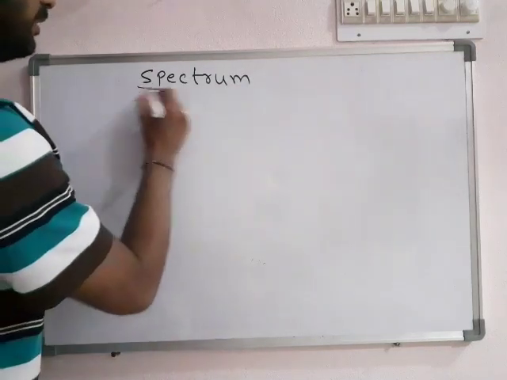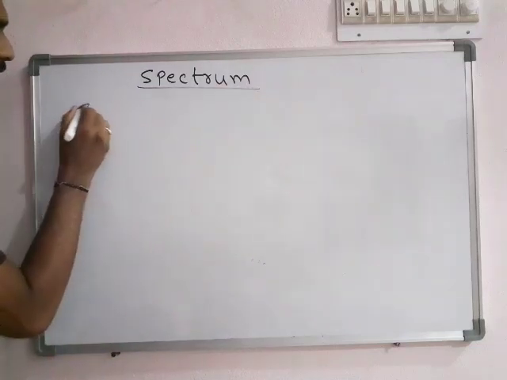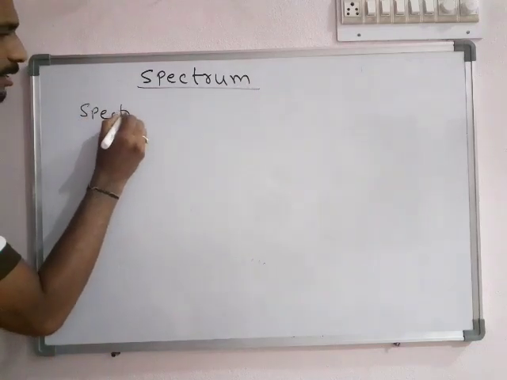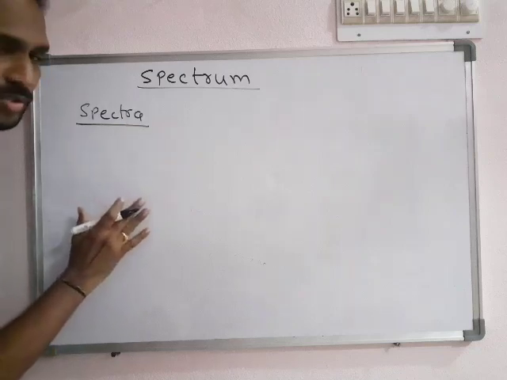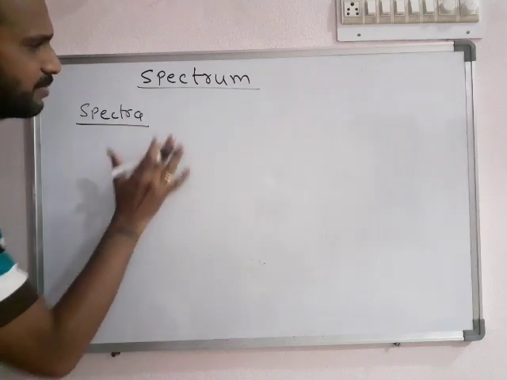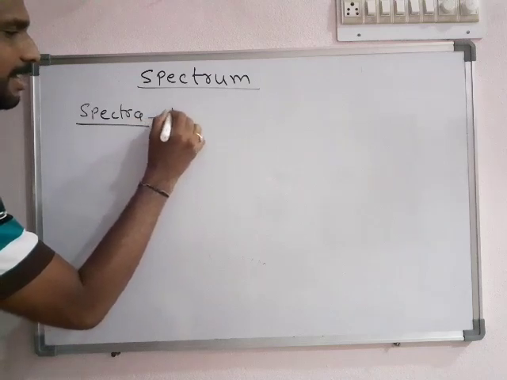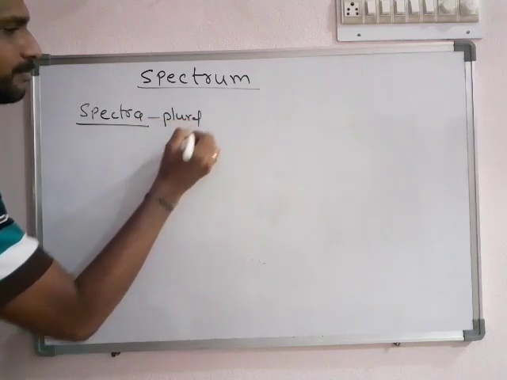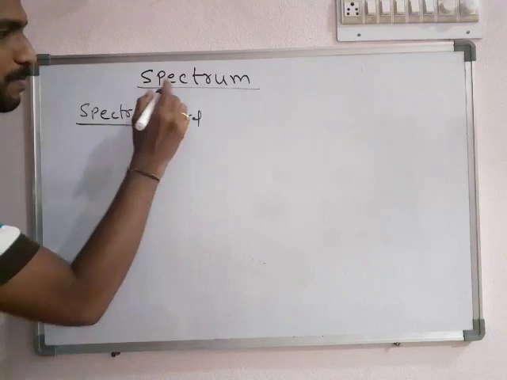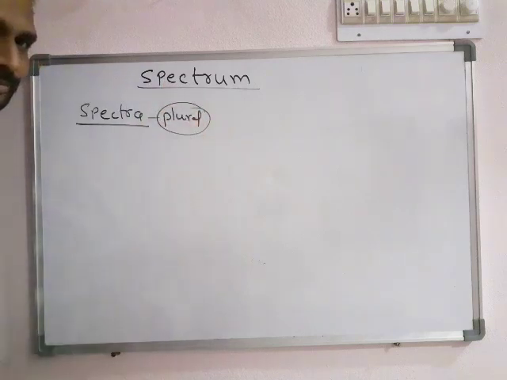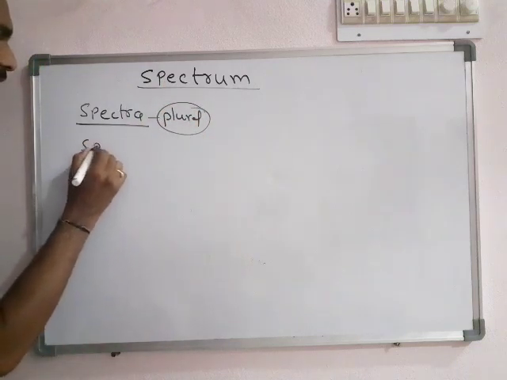Here the important one, generally we know the word spectra. Generally we use the word spectra more. Simply, what is the difference between spectrum and spectra? Spectra is just the plural form of spectrum. That's it.